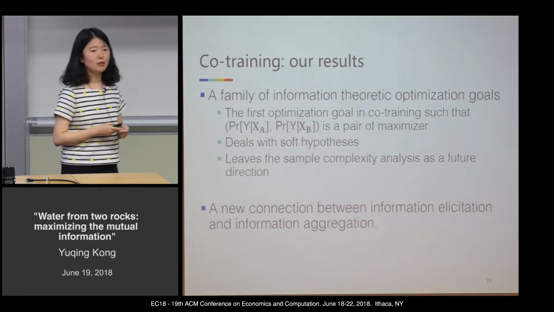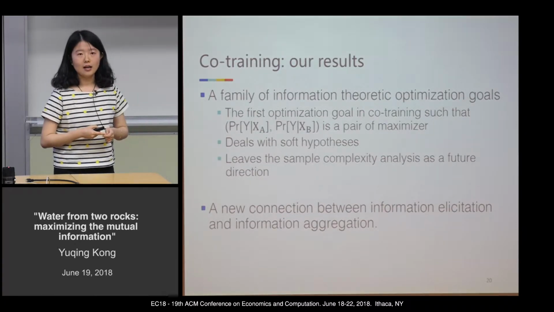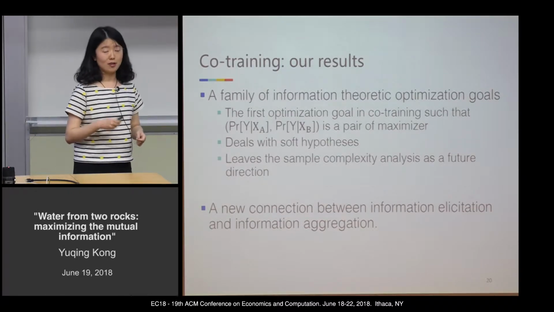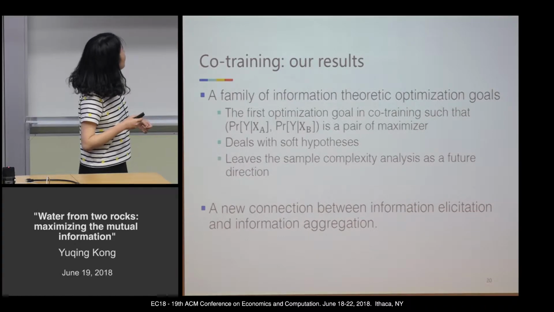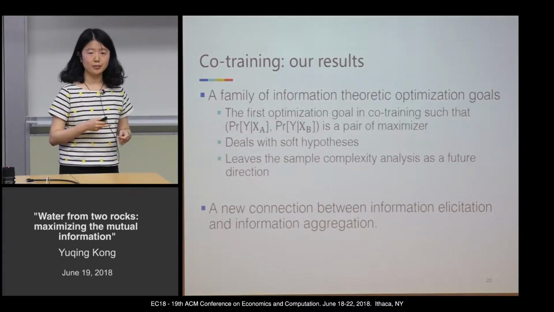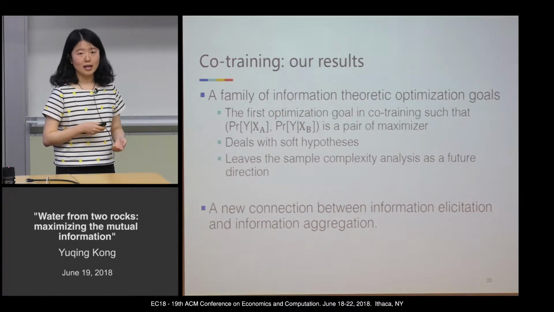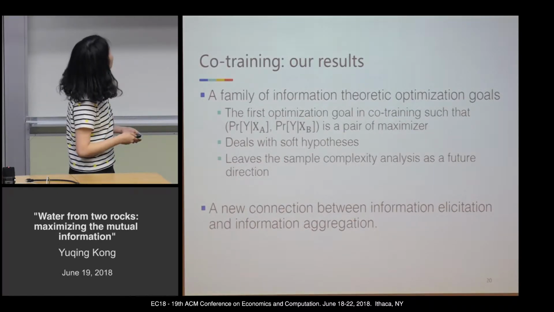We propose a family of optimization goals, such that the predictor we want is actually the maximizer of our optimization goal. Also, we show a new connection between mechanism design, information elicitation, and information aggregation. And we leave the sample complexity analysis as an open question.